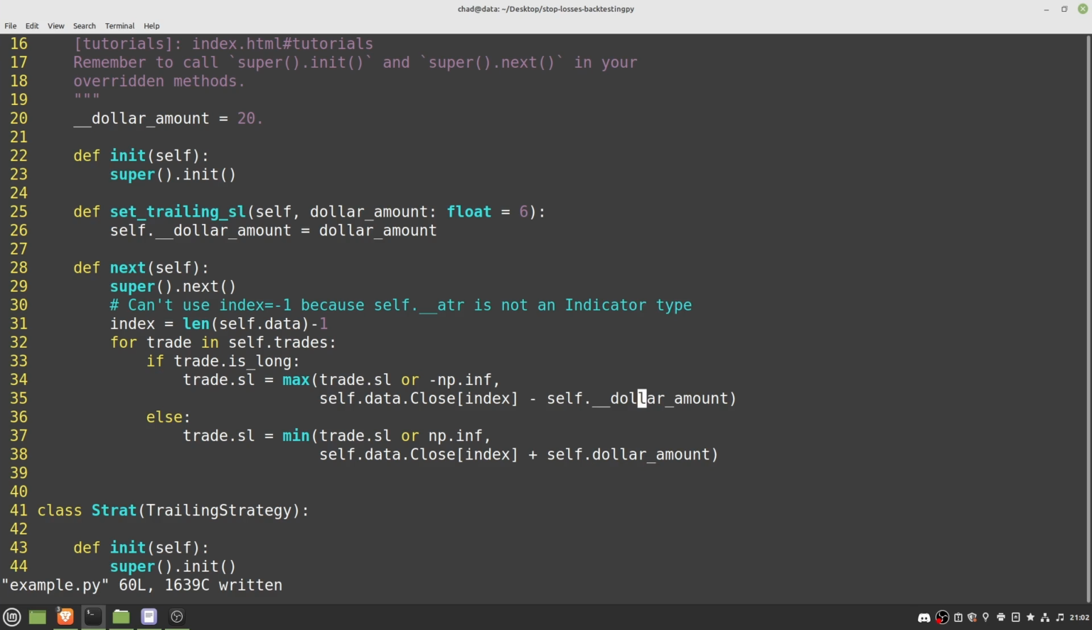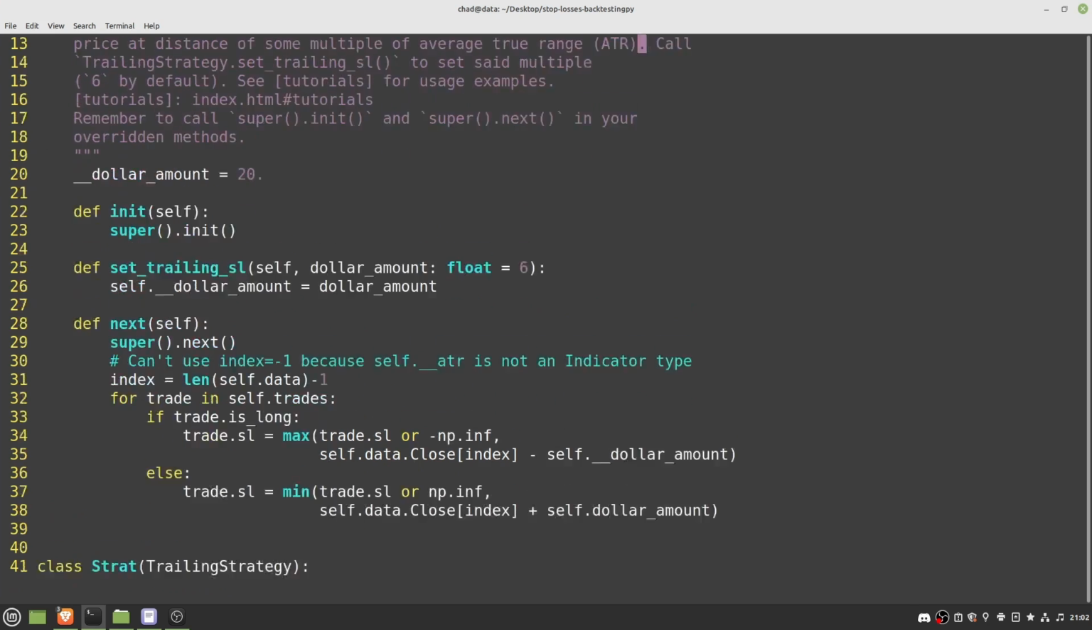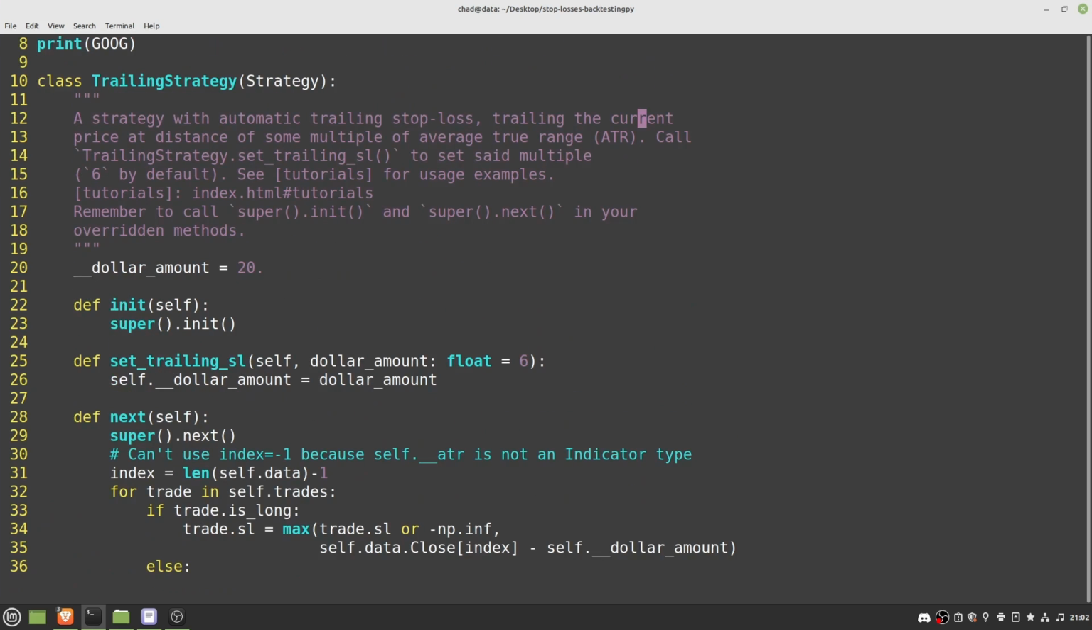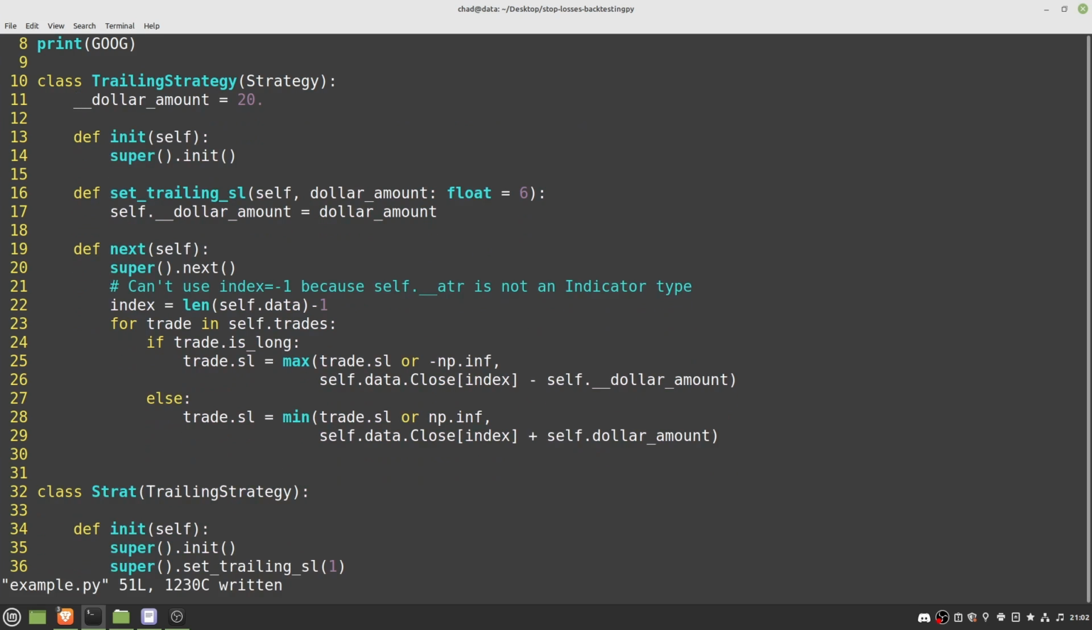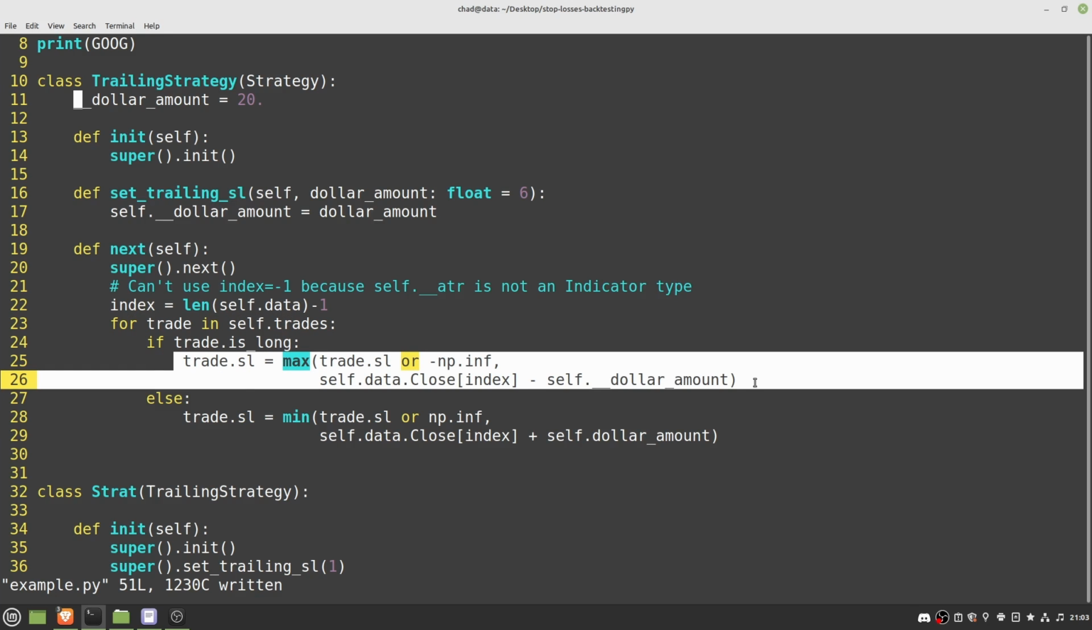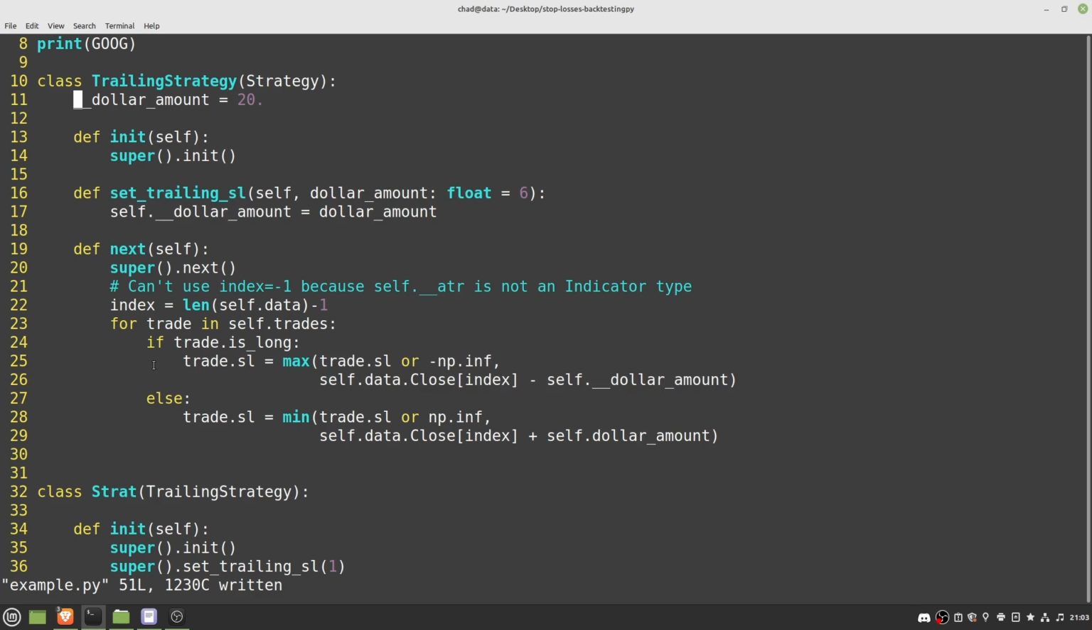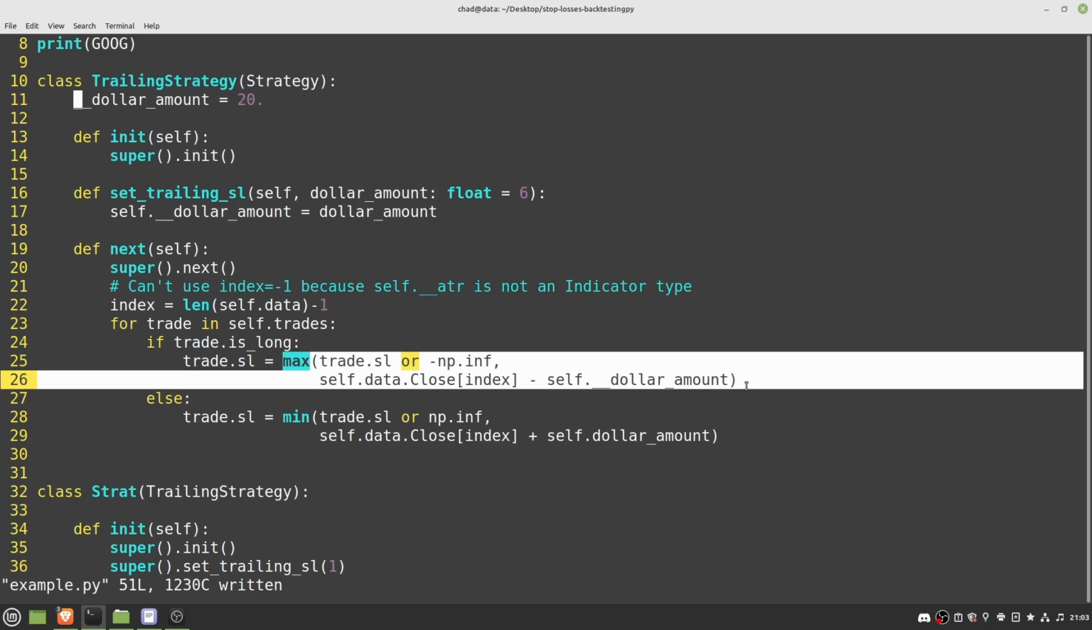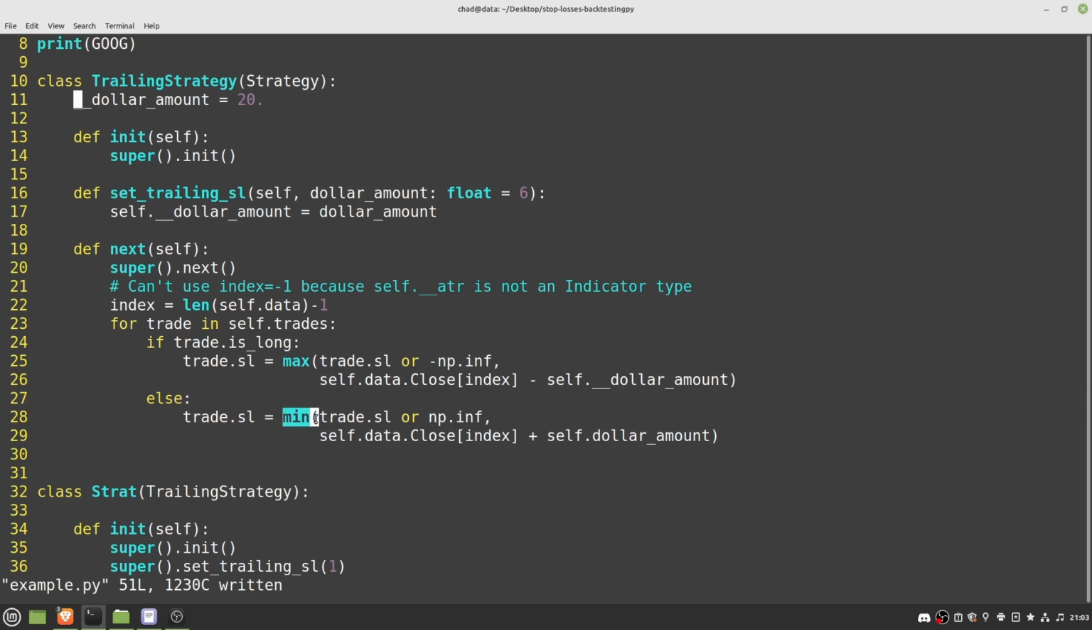So I hope this makes some kind of sense. I'm creating a subclass of the strategy class, and all it does is it has this dollar amount variable, which we can optionally set by calling this function here. And then in the next function, which as we know is evaluated on every bar, we go through all of the trades and we set the stop loss as appropriate, depending on whether the trade is short or long. All you have to do to modify the stop loss of a trade is just edit the stop loss attribute like we're doing here. So trade.stoploss is equal to whatever number you want. It doesn't have to be this crazy function involving max or min. It can be anything you like. And this will be set on the next bar.